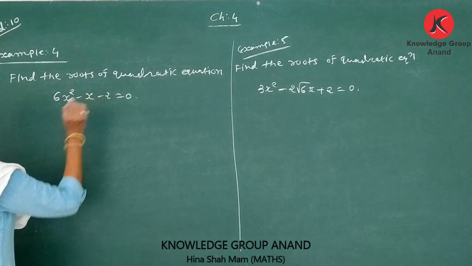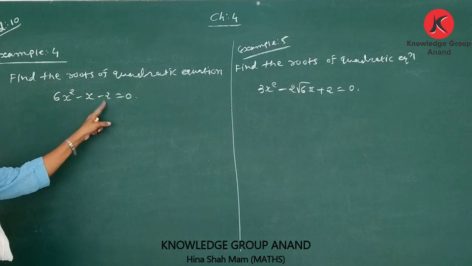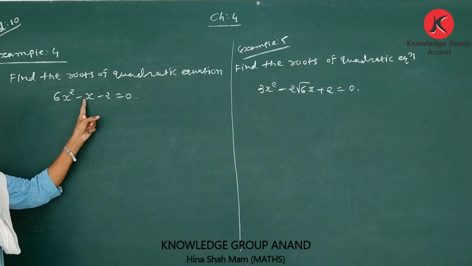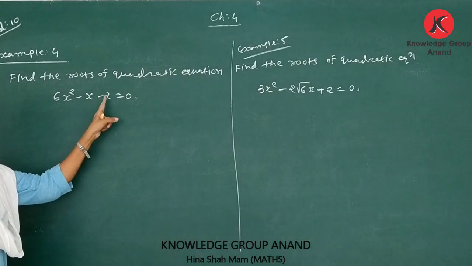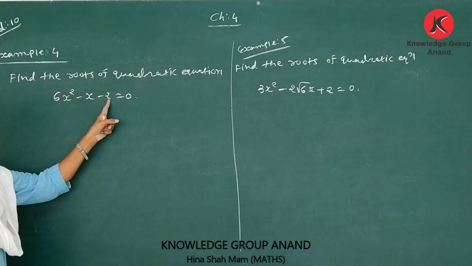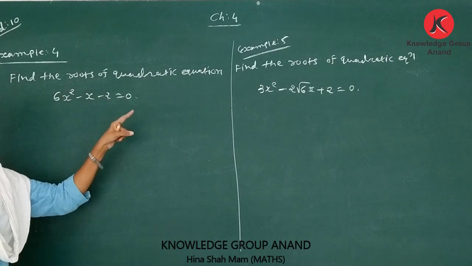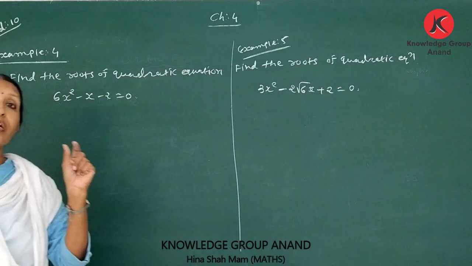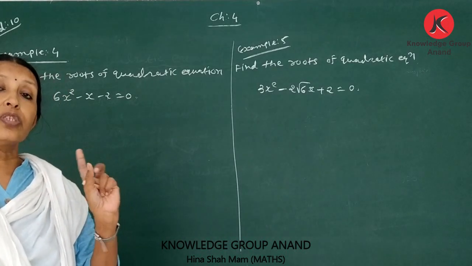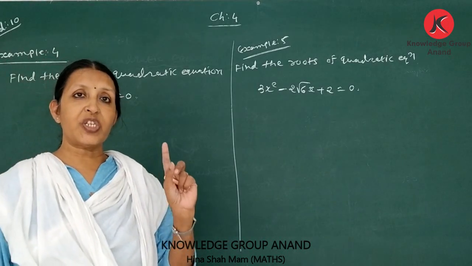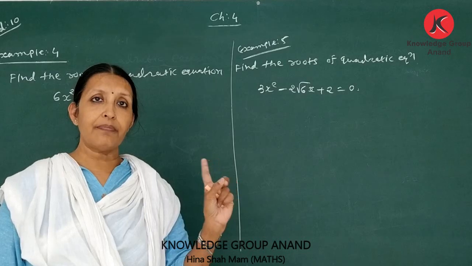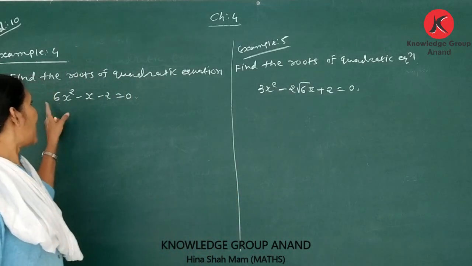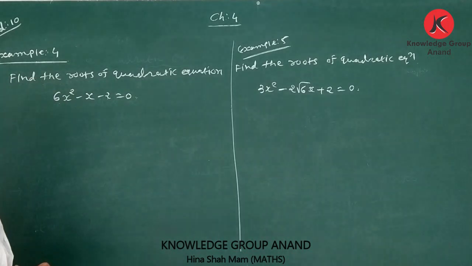6x² - x - 2. 6 times 2 is 12. Then we look for factors of 12 whose difference is 1, because of the minus sign. 6x² times -2 is -12x². We split -x into two factors whose difference is 1 and whose product is -12x².